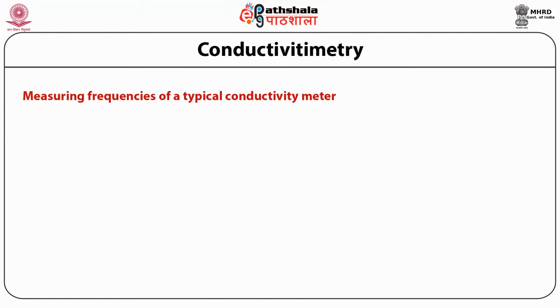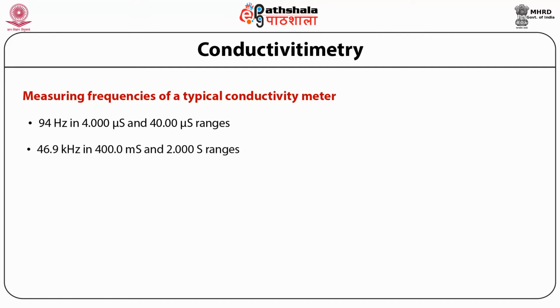The measuring frequencies of a typical conductivity meter include 94 Hz in the 4 microsiemens and 40 microsiemens range, and 46.9 kilohertz in the 400 millisiemens and 2 Siemens range.